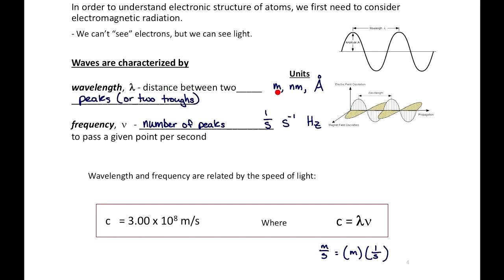All right, so since it's a length, we can measure in meters, but more commonly, because light typically has small wavelengths, nanometers, which is times 10 to the negative 9. That's nanometer. I want this in a different color.